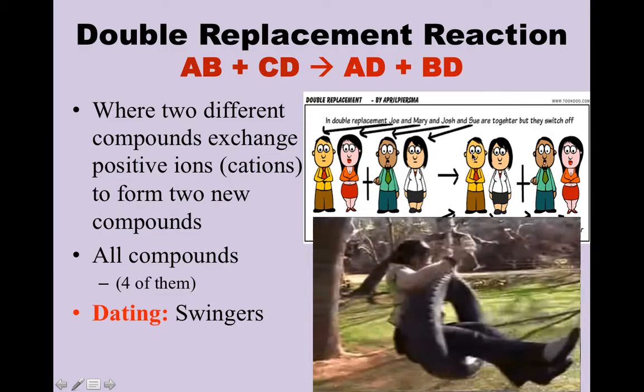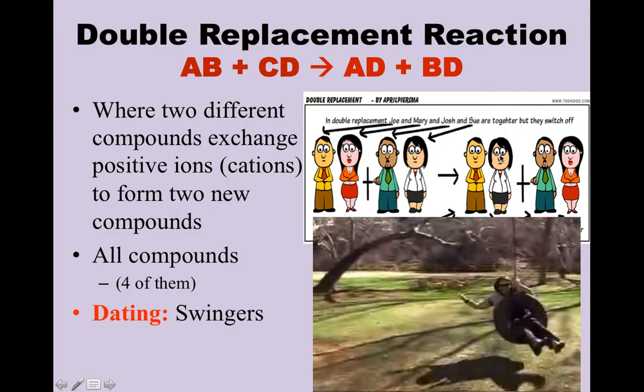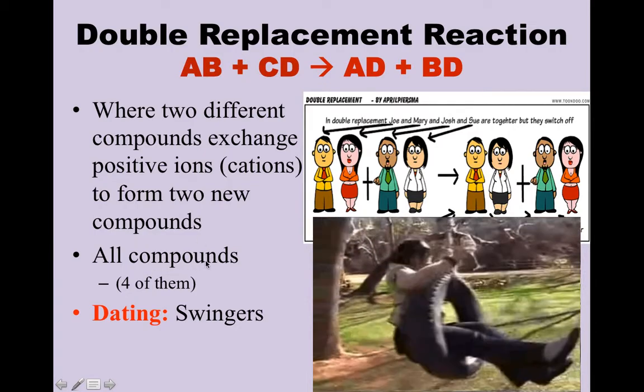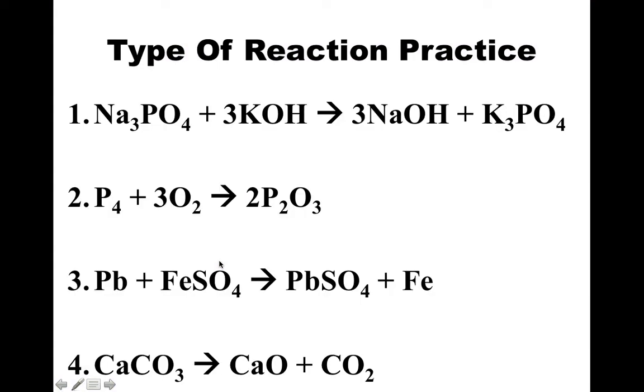So Joe and Josh will switch places, and now Joe is with Mary, and Josh is now with Sue. All of them combined together, and they're switching partners. Okay, now let's try this. Let's look at these examples.